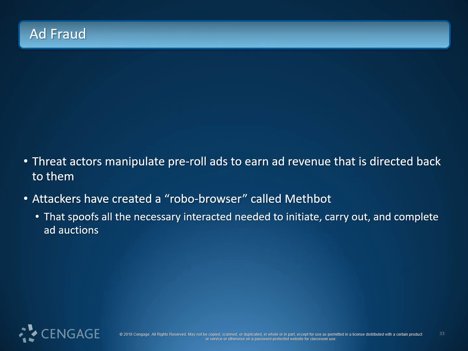Ad fraud is where threat actors will manipulate pre-roll ads to earn ad revenue that's bounced back to them. There's a robo browser called Methbot, which spoofs all the necessary interactions to initiate, carry out, and complete ad auctions, so that way they can go ahead and purchase ad space that can generate revenue and possibly have malicious items attached, but still manage to not pay for that in certain ways. So again, there's the falsification that goes on here. Ad fraud is a really weird one. It's one I haven't had a lot of experience with, but it is apparently on the rise.